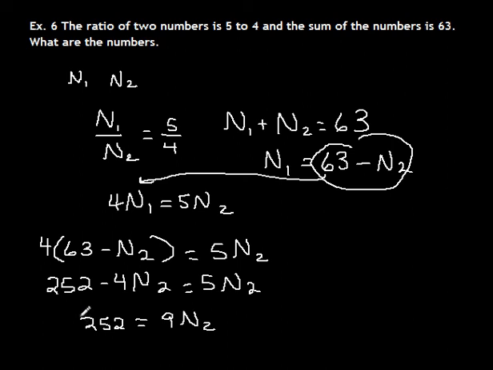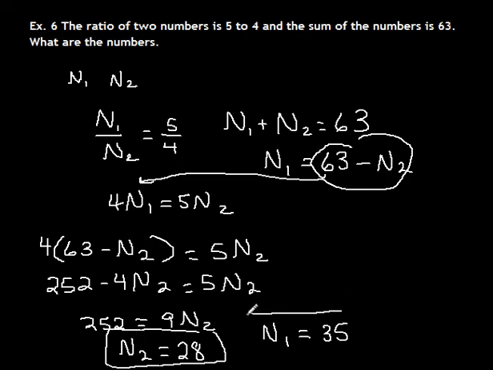Hopefully I'm not going too fast for you. And we get n sub 2 equals 28. So that's our one number, and then our other number, number 1, is 63 minus 28, which would be 35. So if you keep in mind two equations, two unknowns, these shouldn't be too difficult. So that's it for our lessons for the week, and it's it for lesson 90.